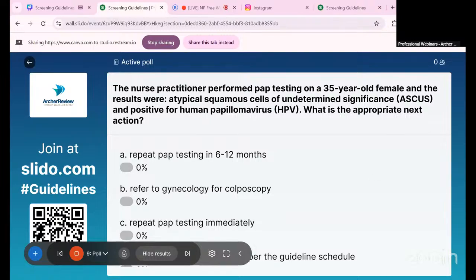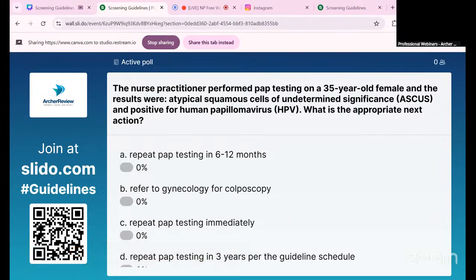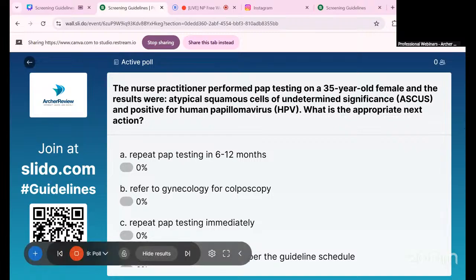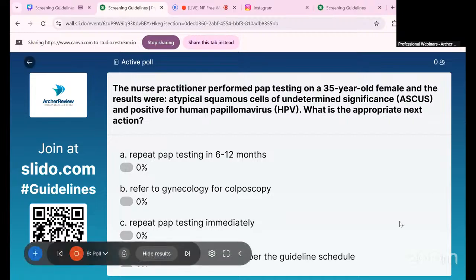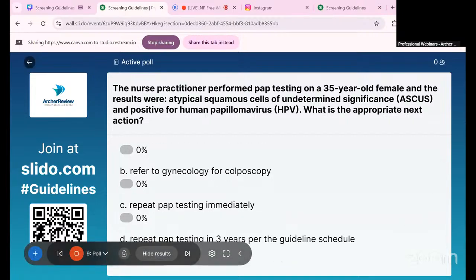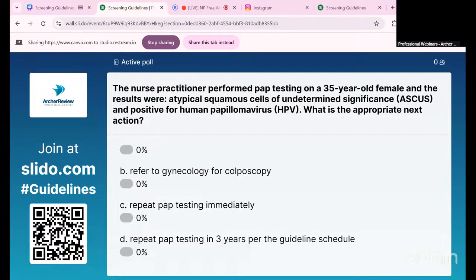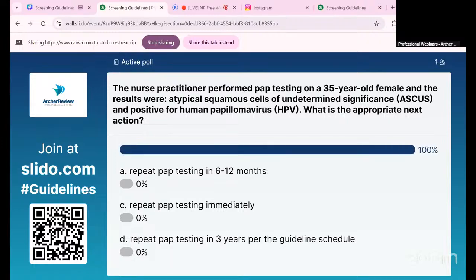Let's take a look here. So again, repeat PAP testing in 6 to 12 months. Refer to gynecology for a colposcopy. Repeat the PAP test immediately or repeat it in 3 years per the guideline schedule. So I'll take you just a minute. You all can look at this, test your understanding, and then we'll get into the content, and then we'll come back and look at it again together. So again, 35 years old, ASCUS plus HPV.